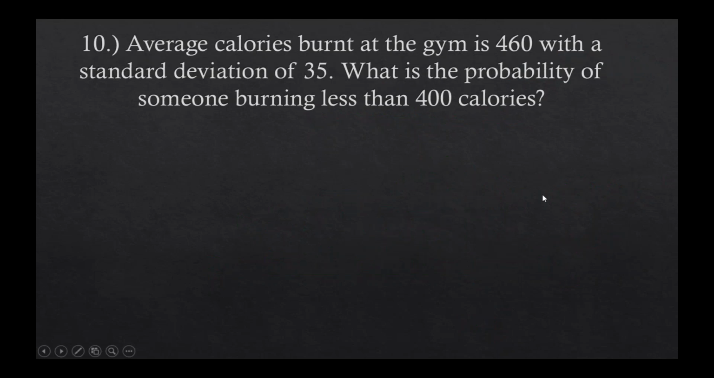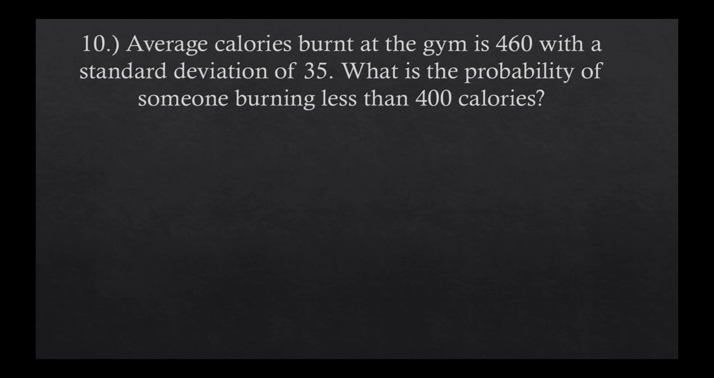Okay, I'd like you guys to try one. Number 10, average calories burned at the gym is 460, with a standard deviation of 35. What's the probability if somebody burns less than 400 calories? I'm going to give you a few minutes. When you have it, I would like you to just type yes in the chat box, and then we'll go through the math together in a minute. So type yes in the chat box when you're done.